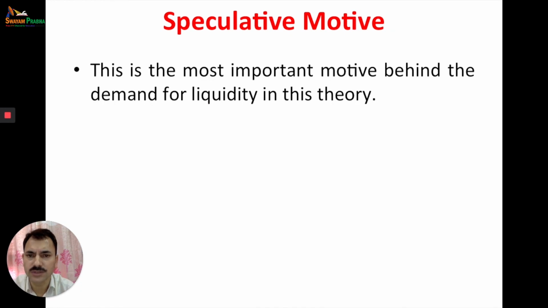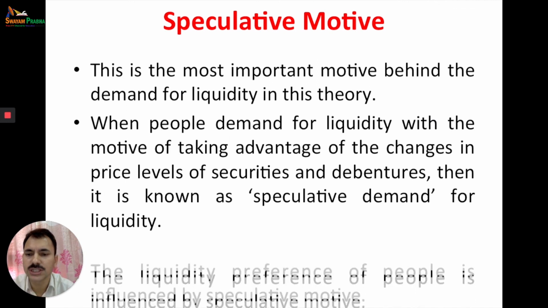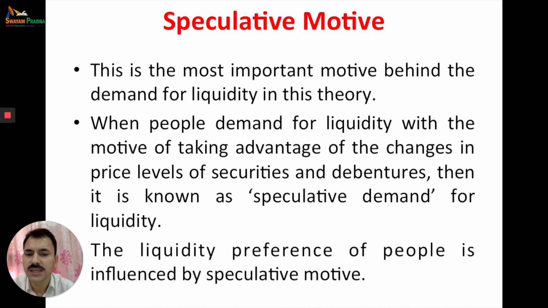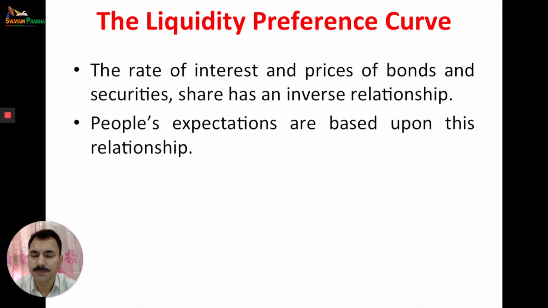Third is the speculative motive. This is the most important motive behind the demand for liquidity in this theory. When people demand liquidity with the motive of taking advantage of changes in the price level of securities and debentures and so on, it is known as the speculative motive for liquidity. The liquidity preference is influenced by the speculative motive, according to Keynes. The rate of interest and the price of bonds, securities and shares have an inverse relationship according to this theory. People's expectations are based upon this relationship.